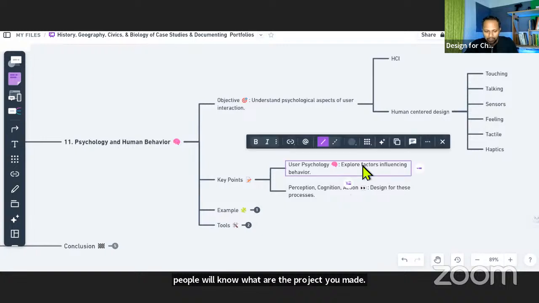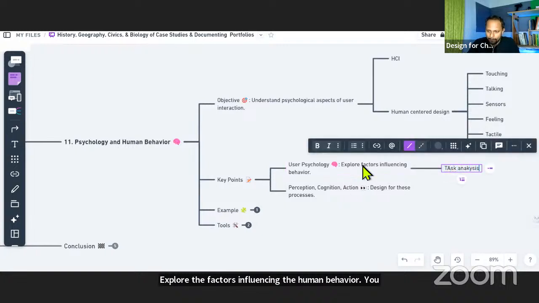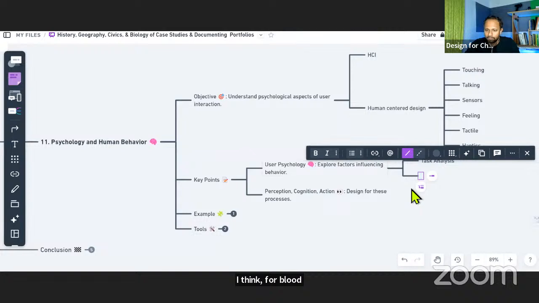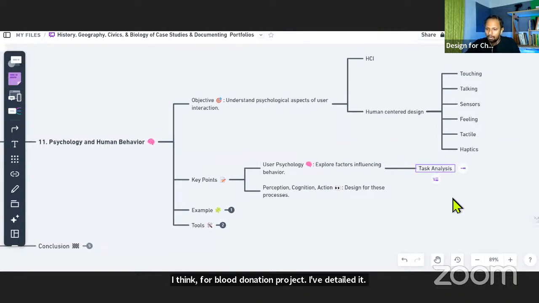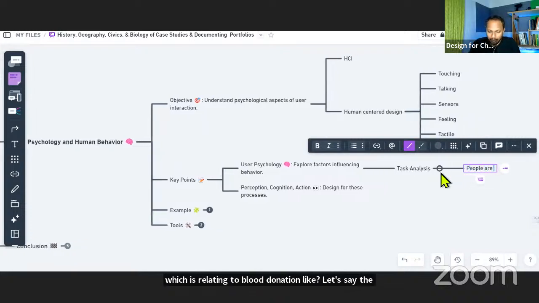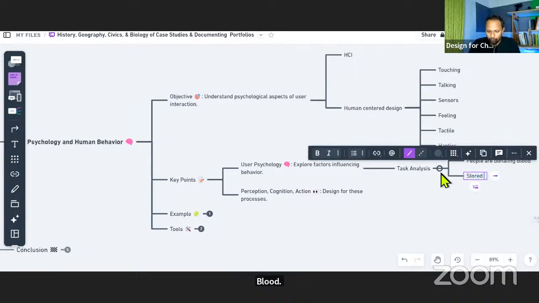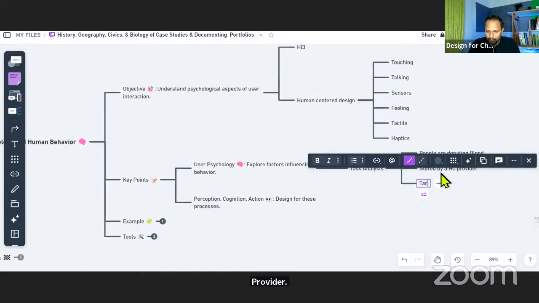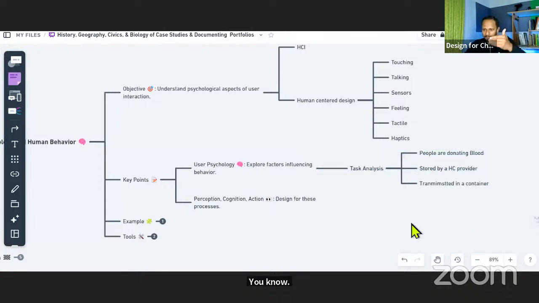You need to understand there is something called task analysis, okay? I think for the blood donation project, I've detailed it out, guys. Maybe it's not very required for other projects. You have to understand what are the tasks relating to blood donation. Like, let's say task A could be people are donating blood, okay? It is stored by a healthcare provider, and it is transmitted in a container. So all of these things are tasks, okay?